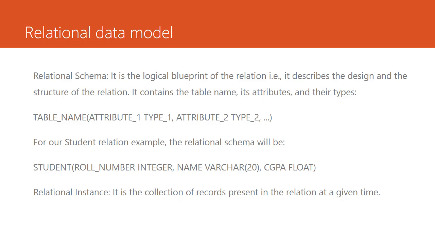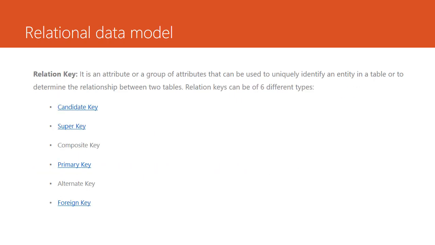The relation instance is the instance of a relation, a set of tuples also called records, in which each tuple has the same number of fields as the relation schema. Relation keys: there are no duplicate tuples within the relation. Therefore, we need to be able to identify one or more attributes that uniquely identify a tuple in the relation.